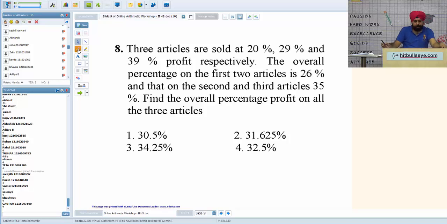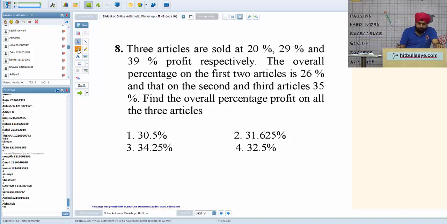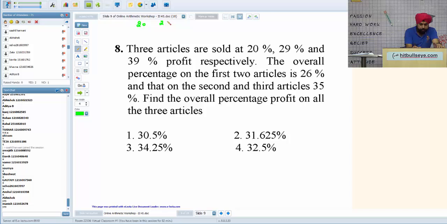Just learn the approach here. Allegation becomes the best here. The first 2 products which you sold at a profit of 20 and 29, you make overall a gain of 26. So the difference comes out to be 3:6, students, or the ratio comes out to be 1:2 for their cost prices.